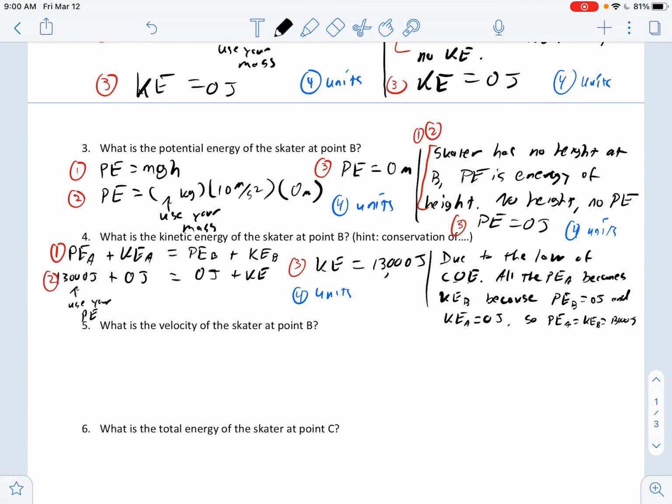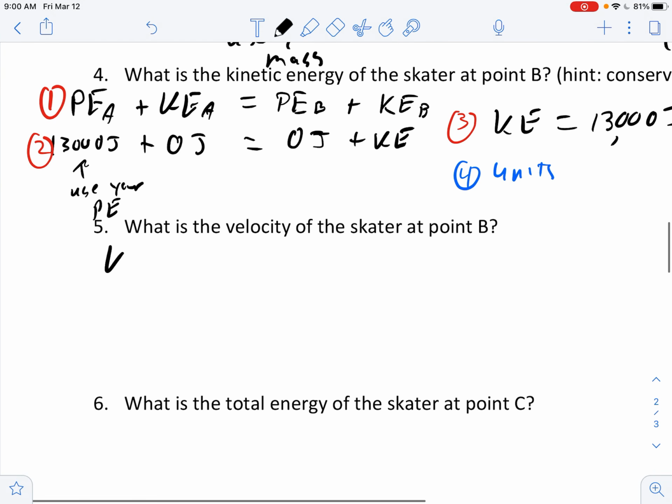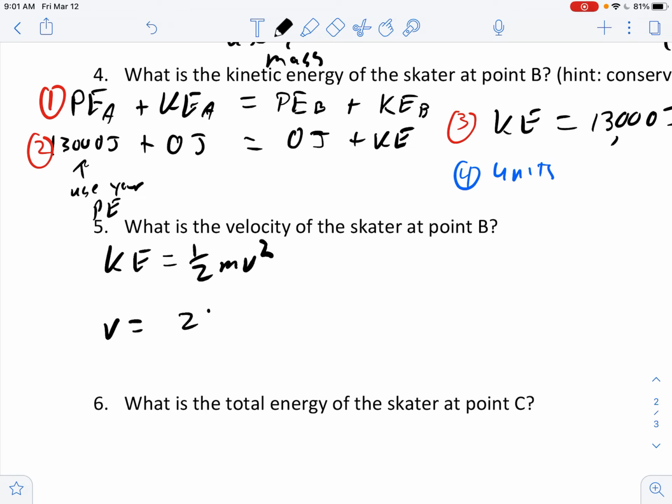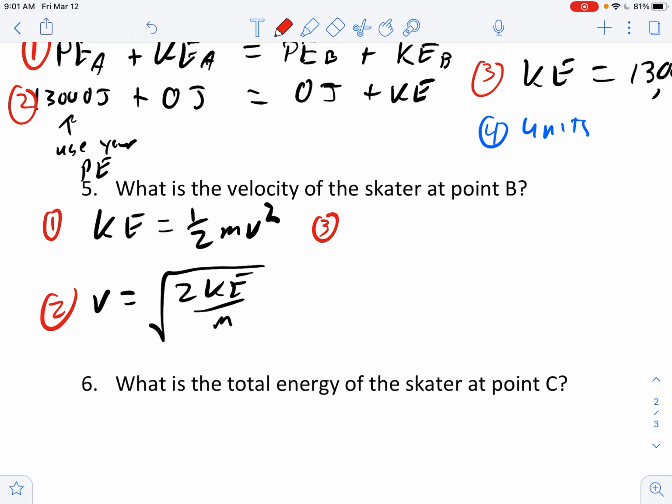Number 5: what's the velocity of the skater at point B? The key is that we have the kinetic energy now. The kinetic energy is equal to 1/2 mv squared. Hopefully you've seen this before in your class. If not, your instructor might require you to show the algebra, so I'll leave that for you, but you can manipulate the kinetic energy equation to solve for velocity. So we've got our original equation and our manipulated equation, and you'd show your algebra in there. Now we're going to sub in our numbers. There will be a little extra points on this because of the extra algebra step.